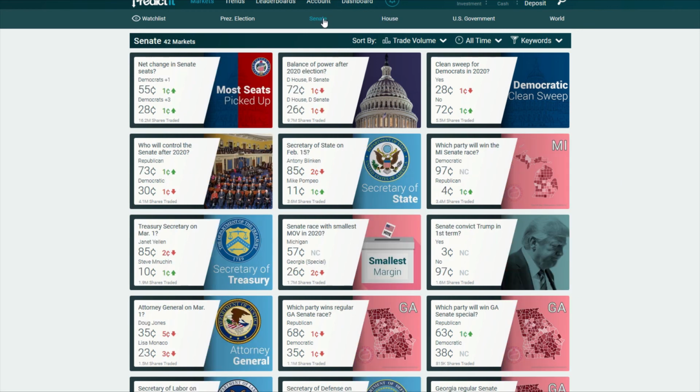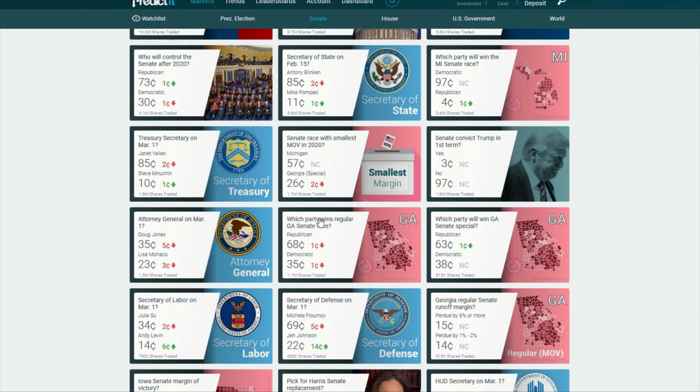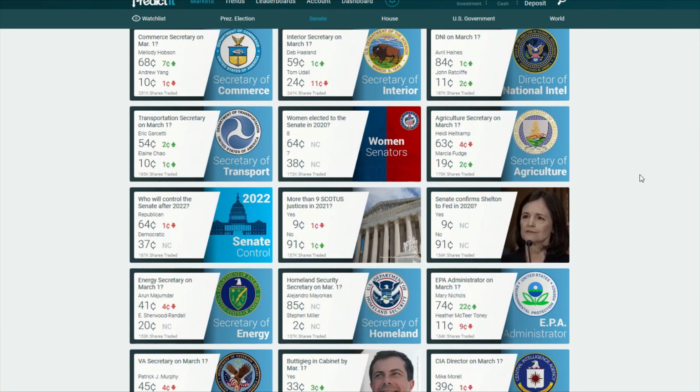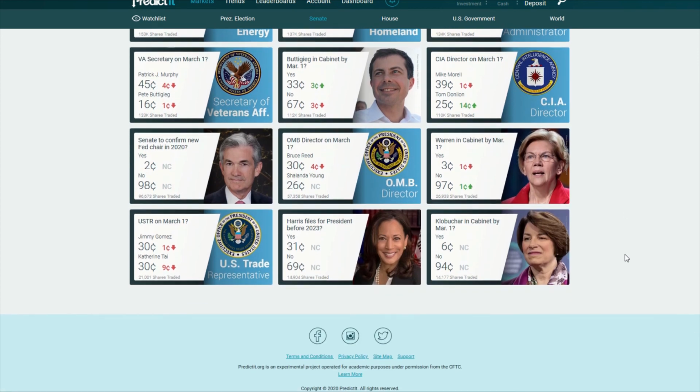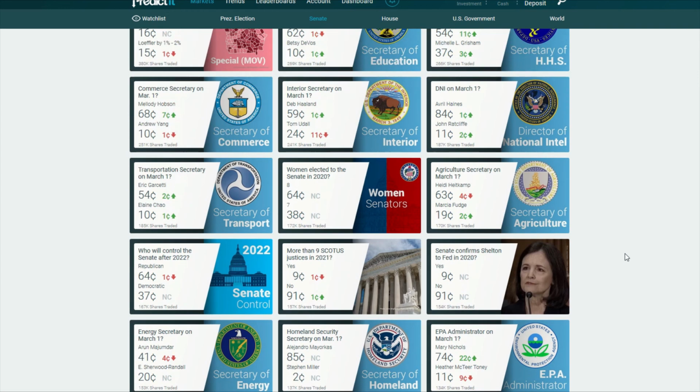And now we're in the Senate tab. There are 42 markets, as in there are 42 different bets you could participate on. And as you can see, they are very detailed, like which party wins regular Georgia Senate race, right? Republican or Democrat. Women elected to the Senate in 2020, will it be 8, will it be 7? So guys, I'm telling you, if you are into political betting, this is really good. There are a lot of options for you.